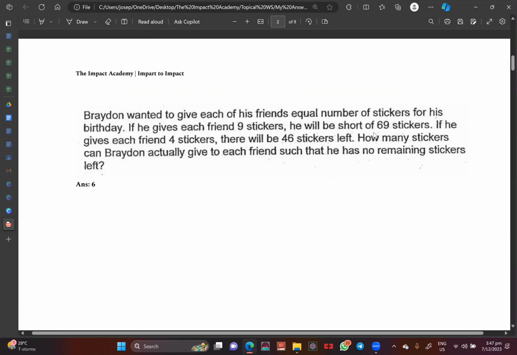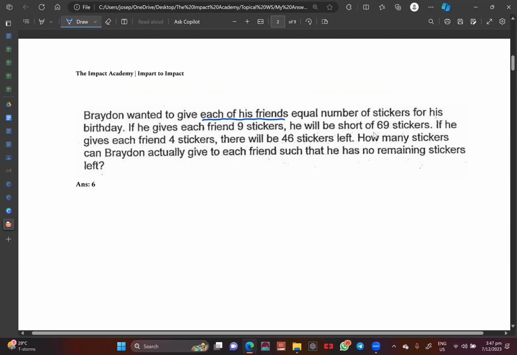Okay, hi everyone. Today we are looking at a question like this. Now, as you can see over here, it says Braden wanted to give each of his friends, right? When I say each of his friends, I mean every one of his friends, an equal number of stickers for his birthday. How wonderful is that? It's your birthday, and you're still giving people something.